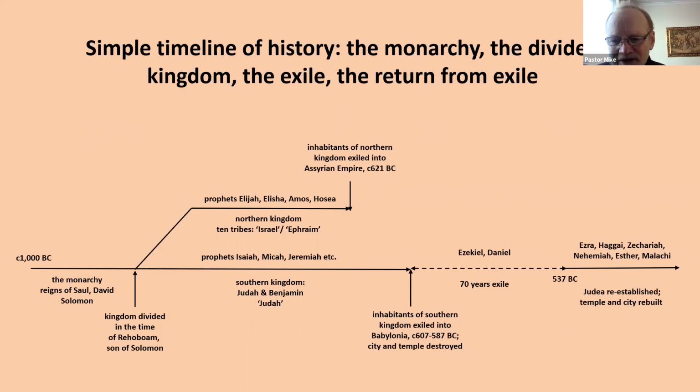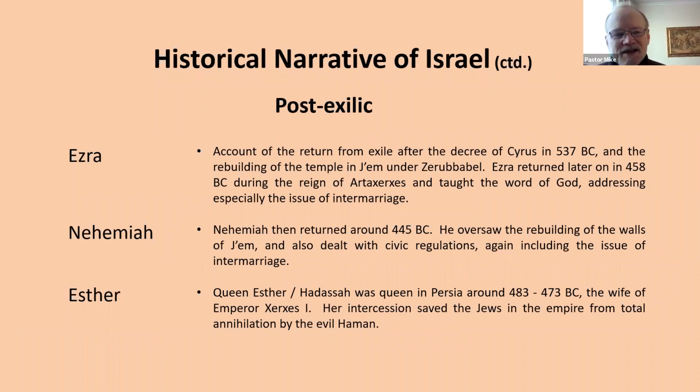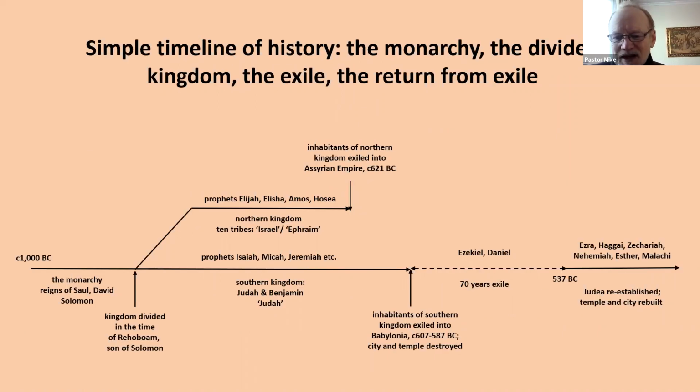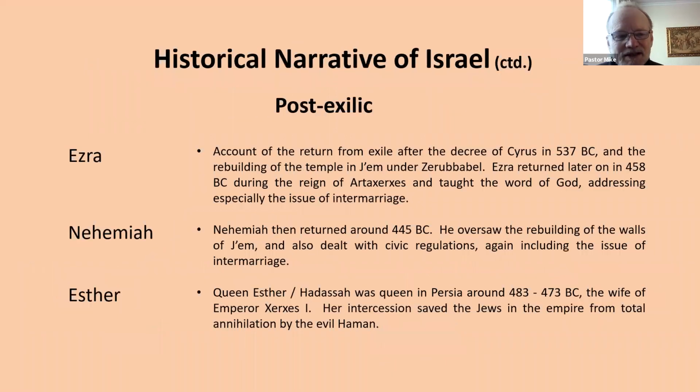And then after that period, you've got what we call the post-exilic period. And these are the historical books that deal with that post-exilic period from 537 BC onwards, when Judah was re-established and the temple and the city were rebuilt. So the first of them is Ezra. And Ezra gives us the account of the return from exile of the Jews after the decree of Cyrus the Great in 537 BC. And it describes the rebuilding of the temple in Jerusalem under Zerubbabel, who was the civic leader, and Joshua, who was the high priest.